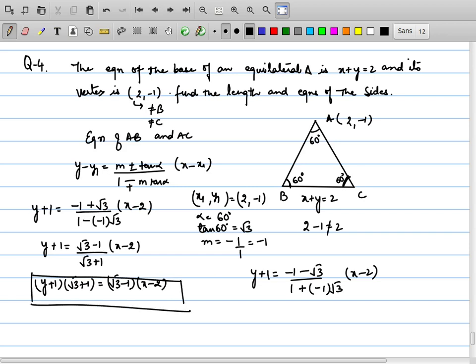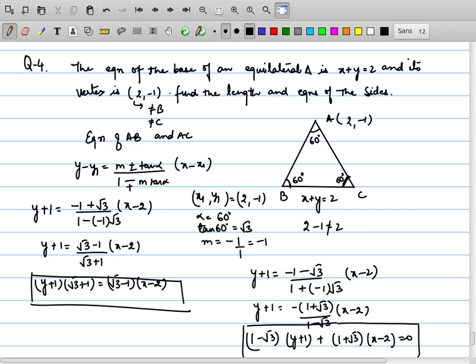This is the first equation. Similarly, y plus 1 is minus times 1 plus root 3 upon 1 minus root 3 times x minus 2. So we can transfer this to the left side. Y plus 1 plus (1 plus root 3) times x minus 2 equals 0. This is your equation of the other side. One of them will represent the side AB, the other will represent side AC.